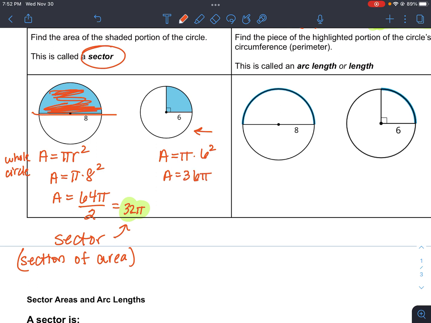So 36 pi would be the whole circle, but because I don't have the whole circle, I just have that section of it. It's in fourths. It's a fourth of the circle, actually. So the sector is equal to 9 pi.